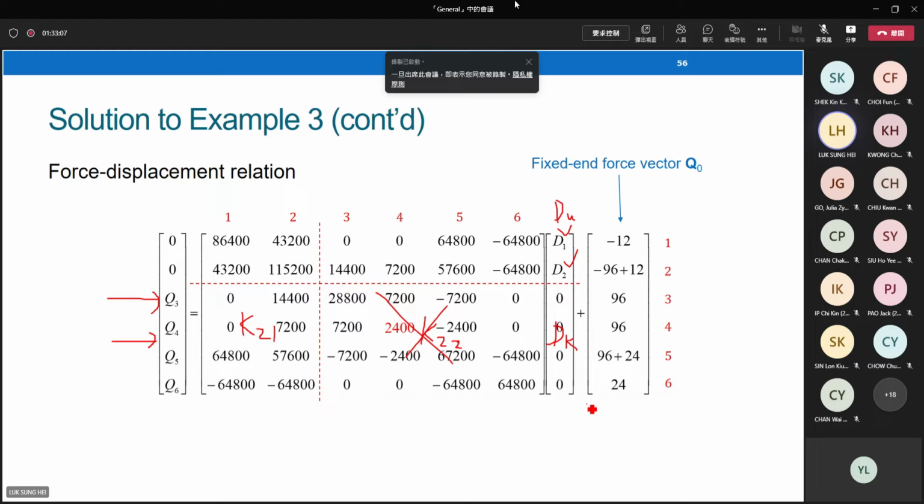Plus, don't forget, there is one extra column on the right-hand side, plus the fixed end force. Don't miss this part, okay? Otherwise, your answer will be very different.